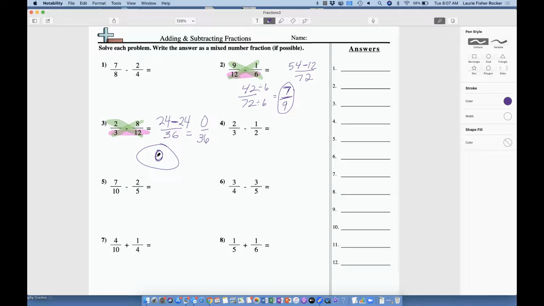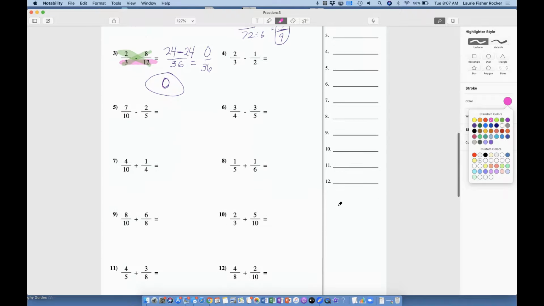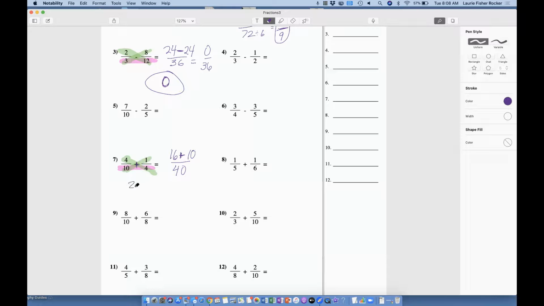Okay. All right, let's do a couple addition problems. Let's scoot down here. Okay, so multiply across, 40. Yes, I could reduce this, but I'm not going to. And then I'm going to multiply. Let's just start here and go left to right. So 4 times 4 is 16. And this time I'm going to put a plus because there's a plus there. And then 1 times 10 is 10. So 16 plus 10, that's 26 over 40.